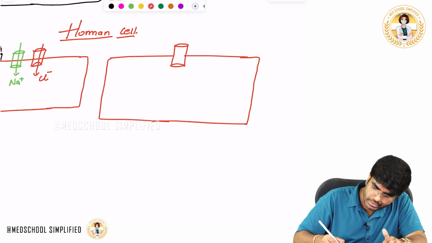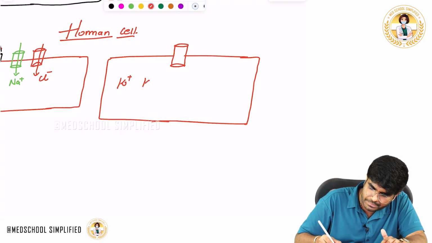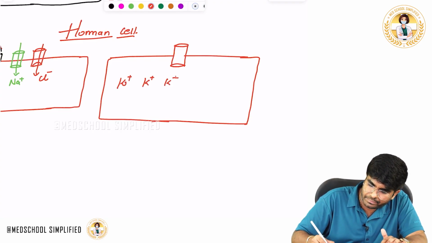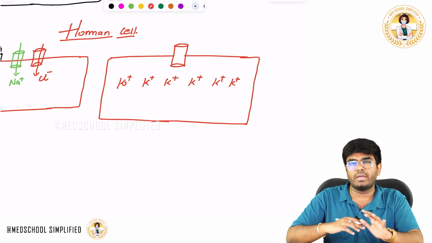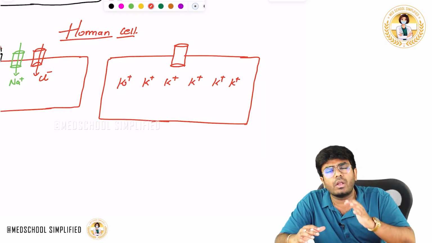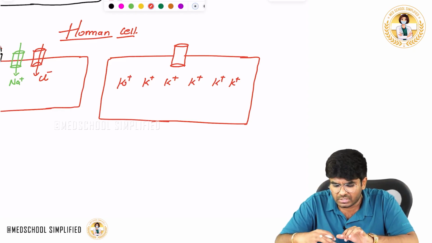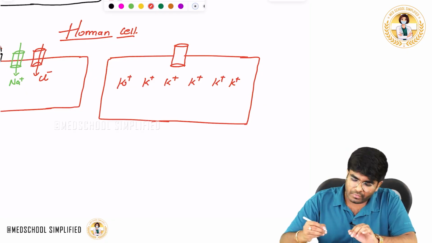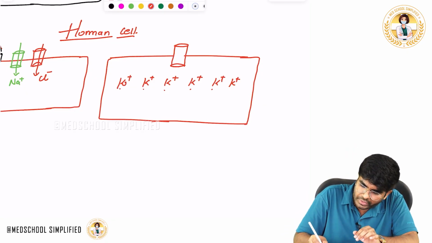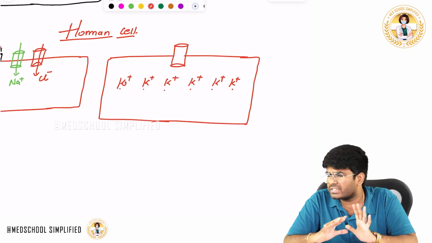Okay, now look here, our human cells have high amounts of potassium. Intracellular potassium is more in the human cell. There is a lot of potassium in all the human cells. For example, 1, 2, 3, 4, 5, 6. Six potassium ions are there, just for understanding.